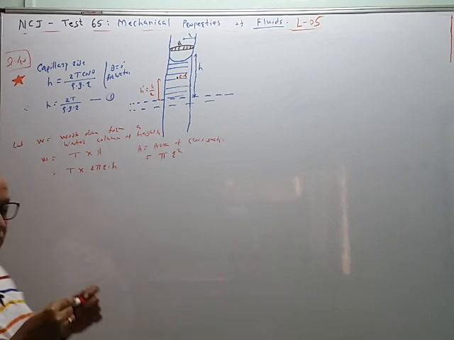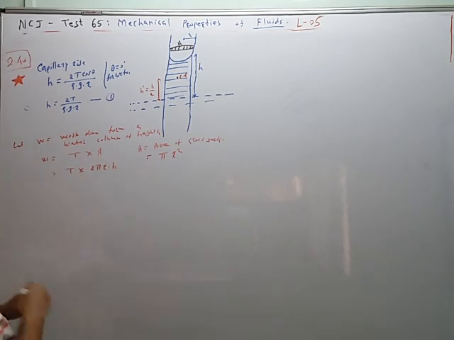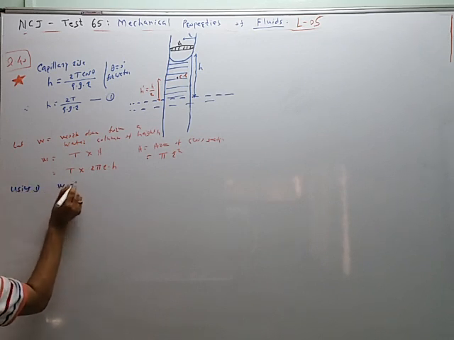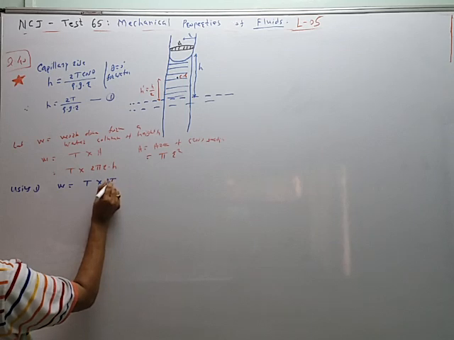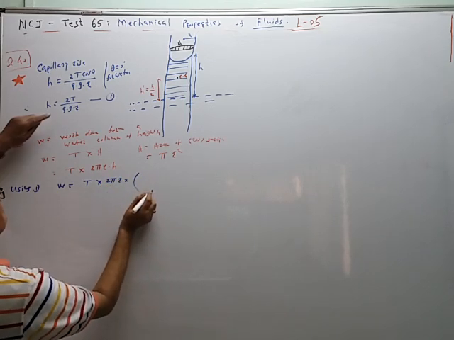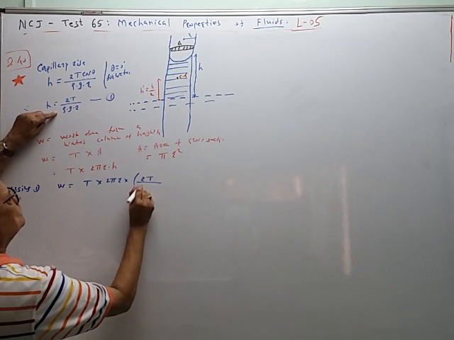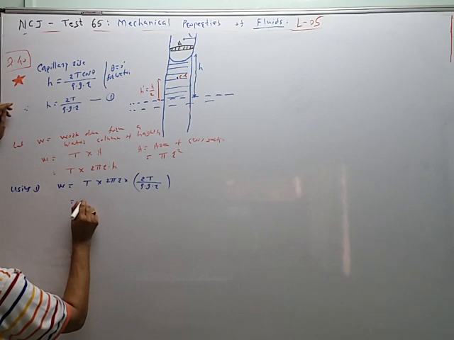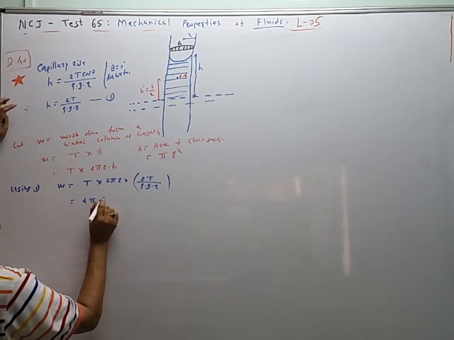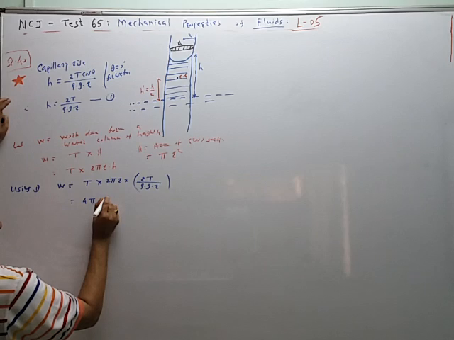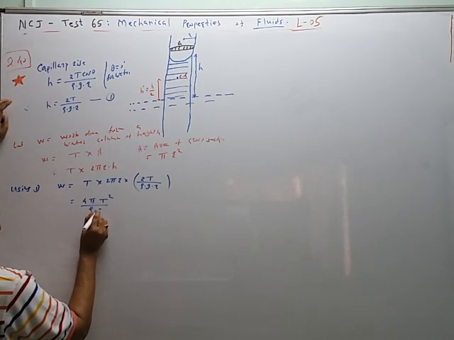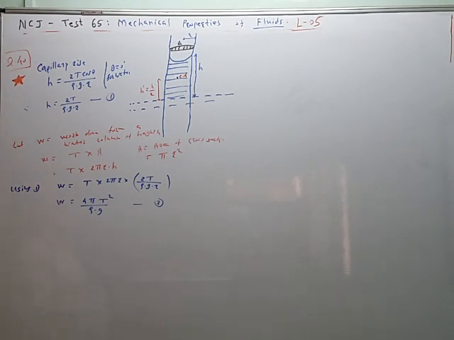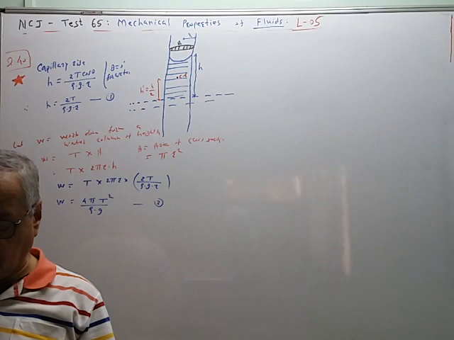So use this equation, using 1. Work done W is equal to T multiplied by 2 pi r multiplied by h, which is equal to 2 times T upon rho g r. R will get cancelled, so this is equal to 4 pi T square upon rho g. This is equation 2. This much work is done to form the column.